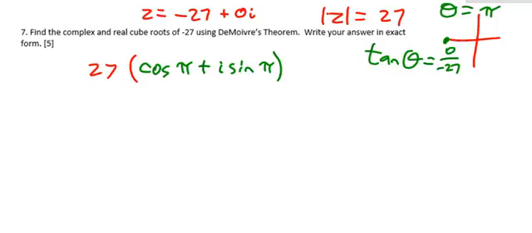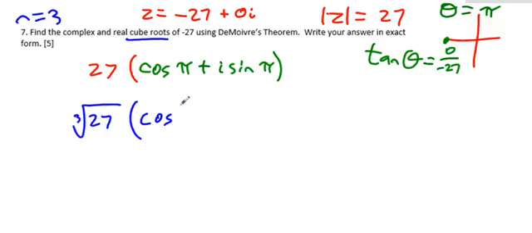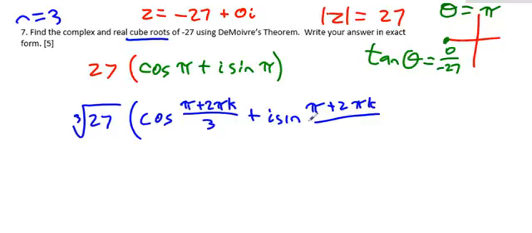Now, when you're using de Moivre's theorem, we're doing cube roots, which means n equals 3. So we'd start by doing the cube root of 27. And then we get cosine of pi plus 2 pi k over n, and n is 3, plus i sine the exact same angle, pi plus 2 pi k over 3.